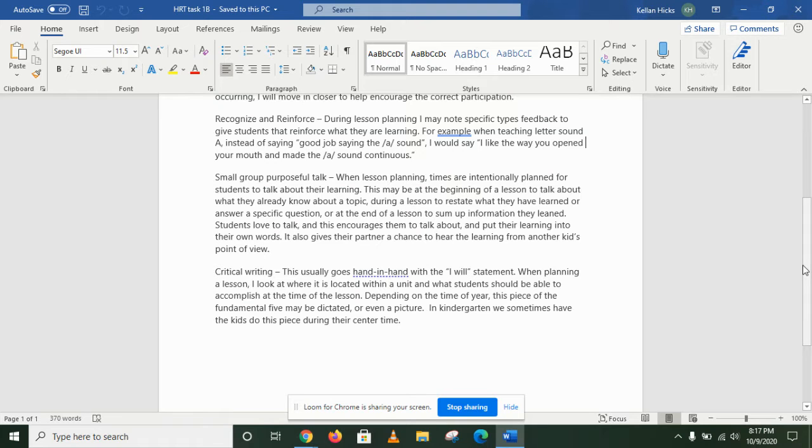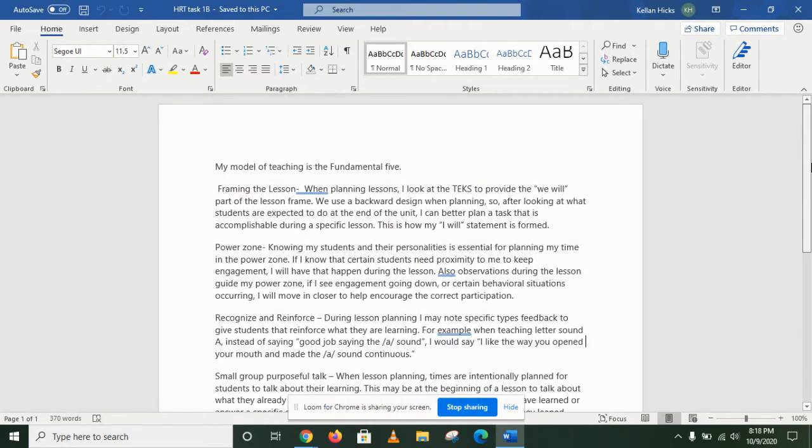Hello, my name is Kellen Hicks, and I'm going to be reflecting on my model of instruction, which is the Fundamental Five, and also discussing how I use this in my lesson planning and also the components of the Fundamental Five. So the first component is framing the lesson.